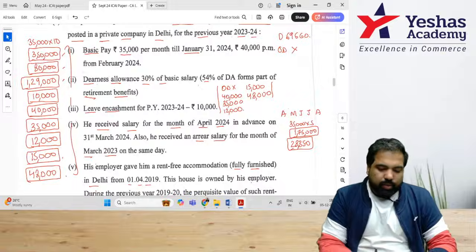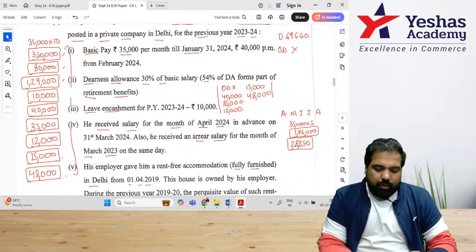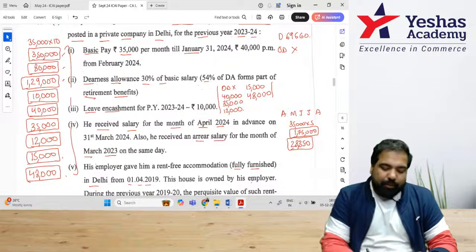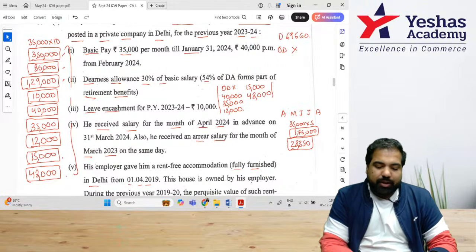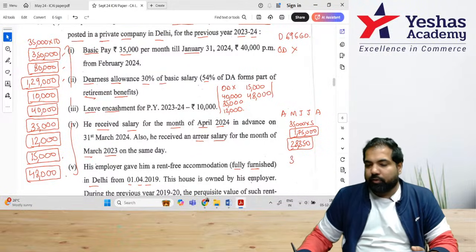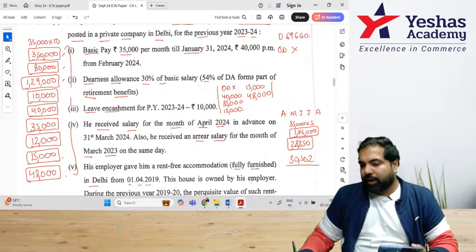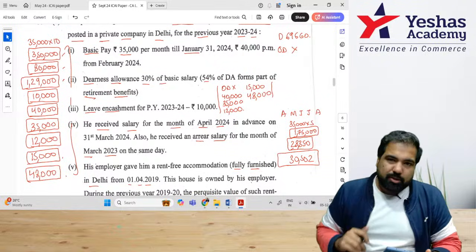And on this, 1,75,000 plus 28,350, you will do, because it's the city of Delhi, which is a high population city. Earlier, you would do 15%, guys. So 1,75,000 plus 28,350 into 15% is 30,502. This is the perquisite value of accommodation for the first 5 months.